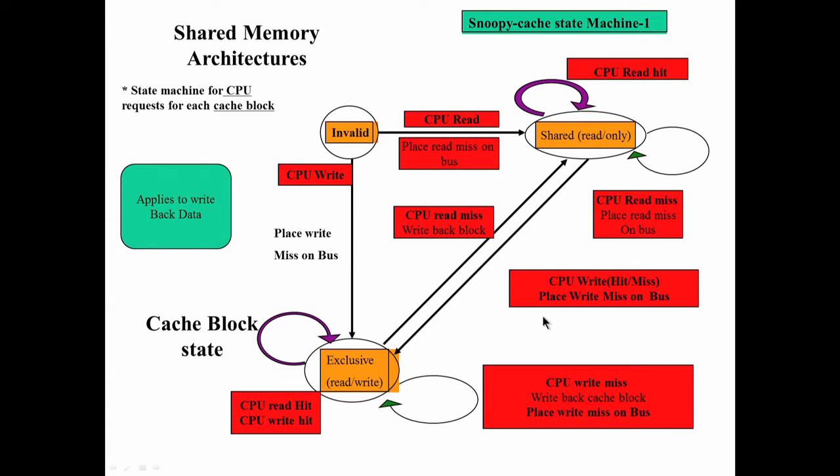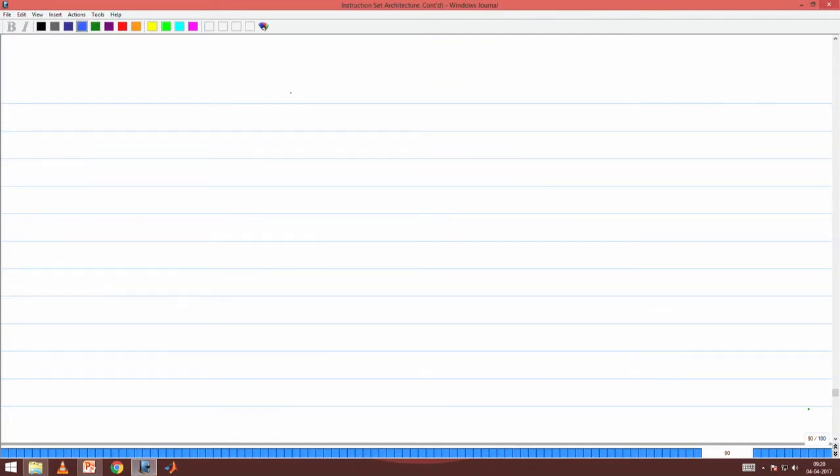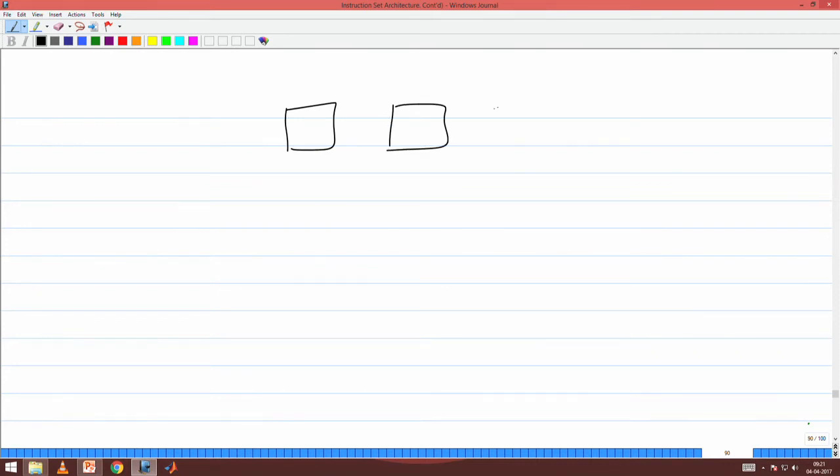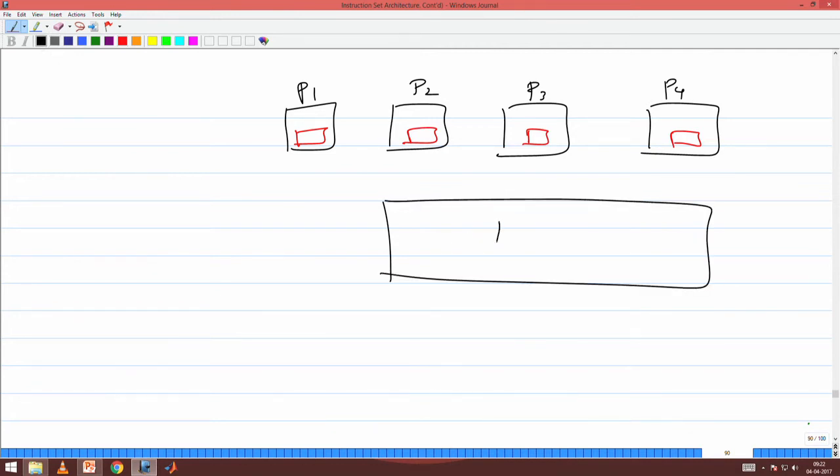Now we will go back to our famous diagram. Good. Now I have 4, so please number them. There are 4 processes, and each has their own cache. And there is a RAM. And they all share a common bus.